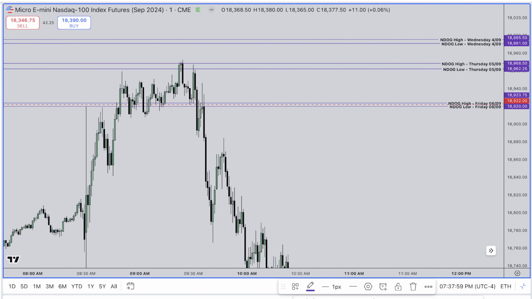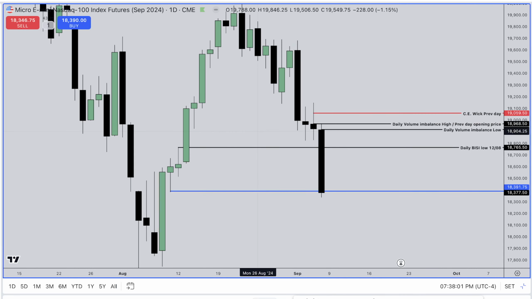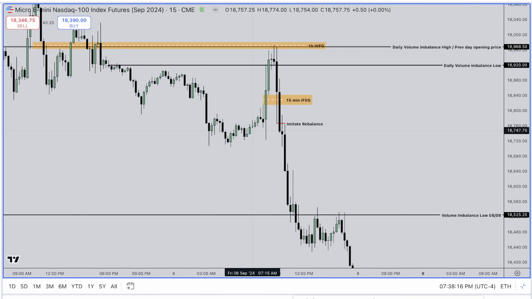Okay, now let's talk about the trade. We have talked about the point of resistance and the possible profit targets, which are the previous week opening price and the daily BISI low. Now let's go into the trade. Oh, another important price point, excuse me.